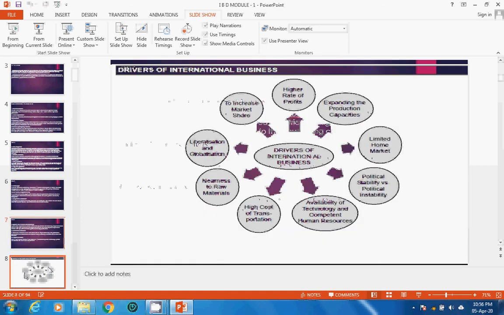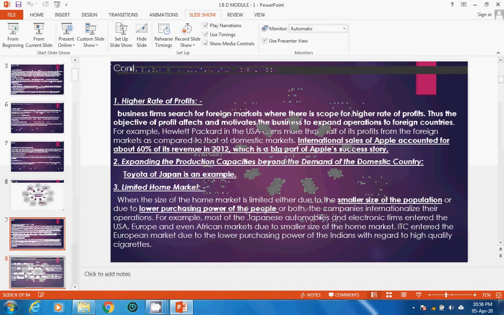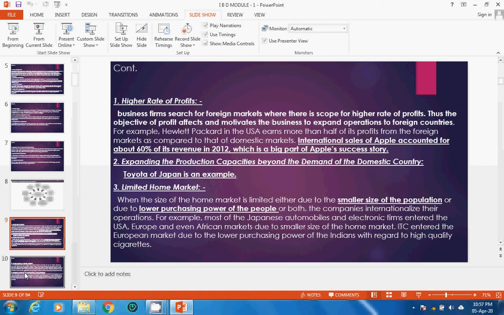So now let's discuss drivers of international business: higher rate of profits, expanding the production capacities, limited home market, political stability versus political instability, availability of technology and competent human resources, high cost of transportation, nearness to raw materials, liberalization and globalization to increase market share. Let's discuss in detail these driving forces to go global.